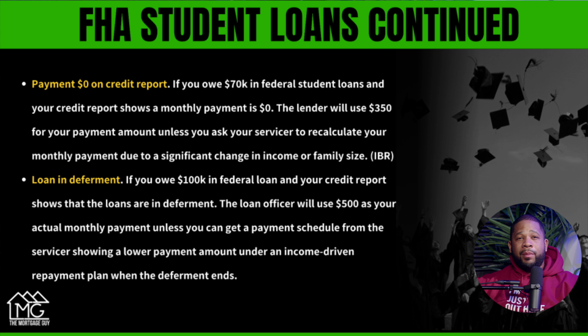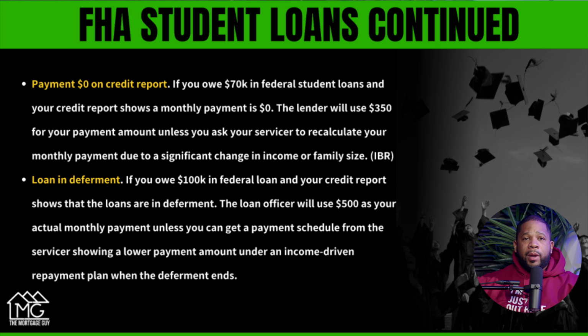All right. And let's go to slide 2 because I got a couple more examples for you. Now, let's just say the payment is $0 on a credit report, let's just say you owe $70,000 in federal student loans and your credit report shows a monthly payment of $0. The lender will use $350 for your payment amount unless you ask your servicer to recalculate your monthly payment due to a significant change in income or family size, right? That's typically an income-based repayment plan. Guys, go out there. I highly recommend you get yourself in the IBR if you are able to, so that way you can get a low payment. That way, you can qualify for more for a house.